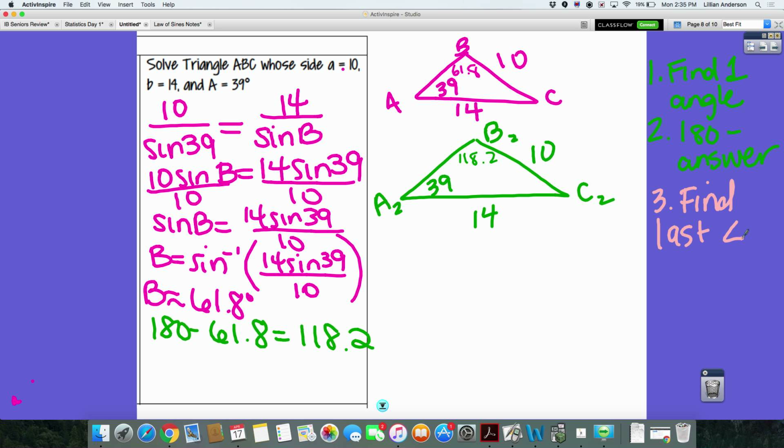When I add 118.2 and 39 together, to find angle C, what do I need to do from there? Subtract that number from 180. So when I do that, do I get a positive number? Yes. So that means I'll have two triangles. If this number ended up being a negative, then I only have the one triangle, which was the pink triangle I started out with. But because I get a positive number, I do indeed have two triangles, which means I'm going to have two sets of solutions.